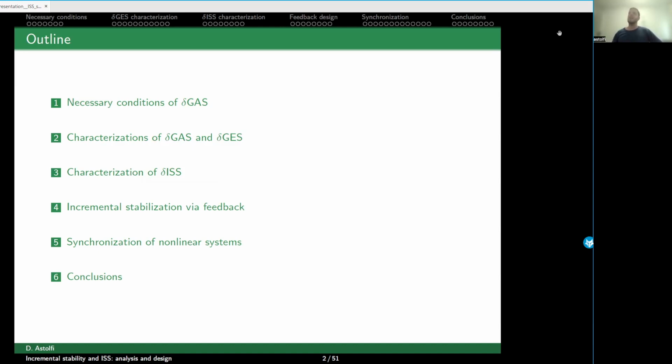I will then characterize the notion of incremental input to state stability, and finally go towards design, in which I will show a few techniques to make a system incrementally stable via feedback. And finally, I will talk about a natural application of incremental stabilization, which is that of synchronization of nonlinear systems.